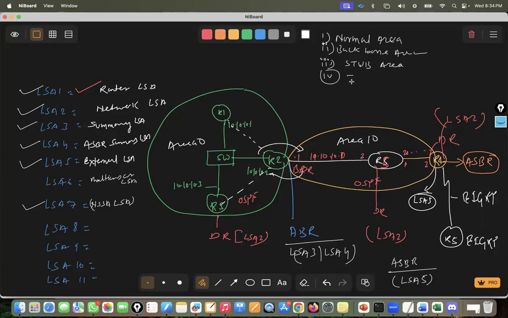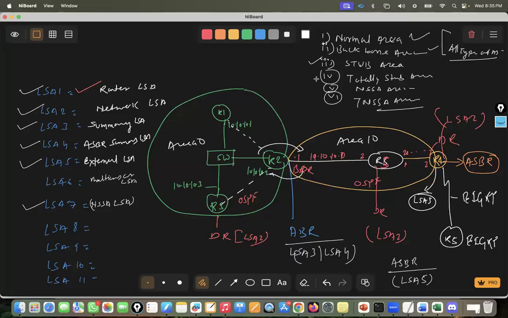We have the totally stub area, we have the NSSA area, and we have the totally NSSA area. So these are the area types we have. If you configure a normal area or backbone area, they will accept all types of LSA.